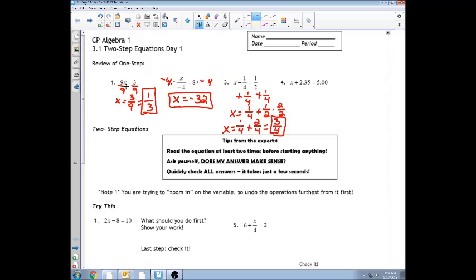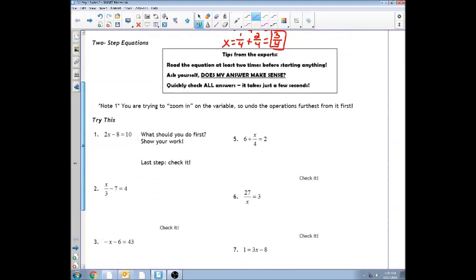Number 4, I have x plus 2.35, so since it is adding 2.35, I need to subtract 2.35 from both sides. That would give me x equals 2.65. Hopefully you did pretty well on that. If not, we will get some more practice as we go through two-step equations.